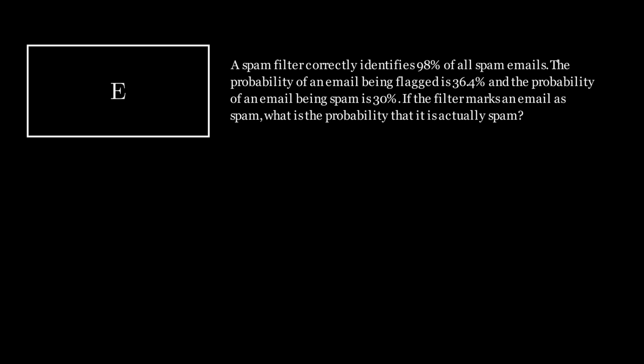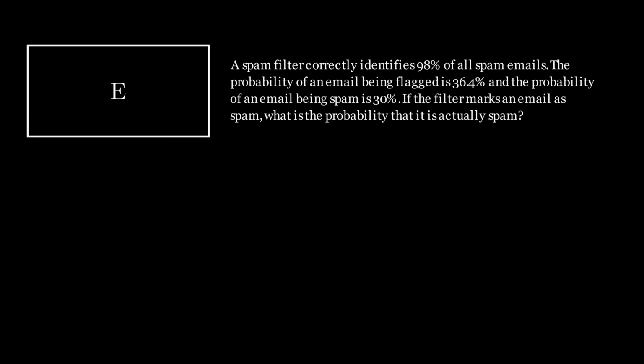Now, let's walk through a simple example. A spam filter correctly identifies 98% of all spam emails. The probability of an email being flagged is 36.4%, and the probability of an email being spam is 30%. If the filter marks an email as spam, what is the probability that it's actually spam?